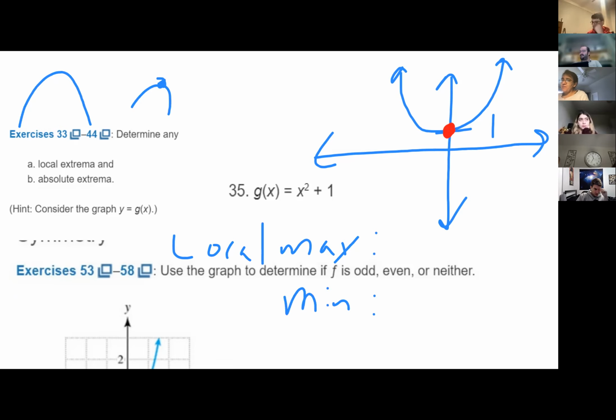And it's a minimum at what value? At y equals 1. Yeah, so we're doing the y value for our maxes and mins. The y value there is 1. Is there a local max? No. Put the word none, don't put the word 0. 0 is a number, none means there is none.